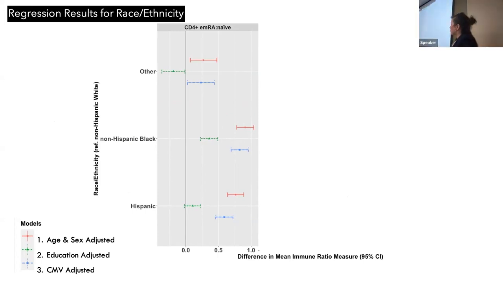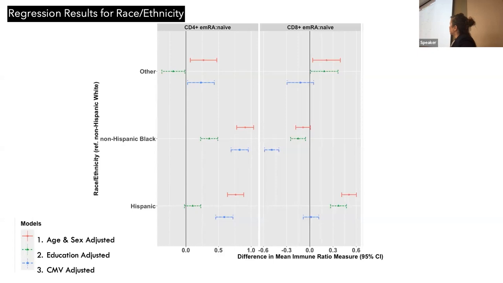So in the CD4 compartment, we see a really interesting pattern where in model 1, we see Hispanics have a higher value of the ratio measure compared to whites. It's almost completely attenuated when you adjust for education. And then when you adjust for CMV, it comes back. We see it happen a few times over. You see a similar pattern happening for those that identify as non-Hispanic Black. And you really don't see much of a signal for those classified as other, but it's a very tiny sample size.